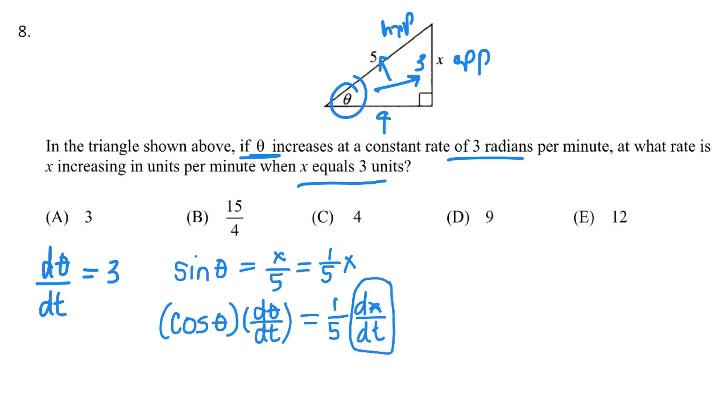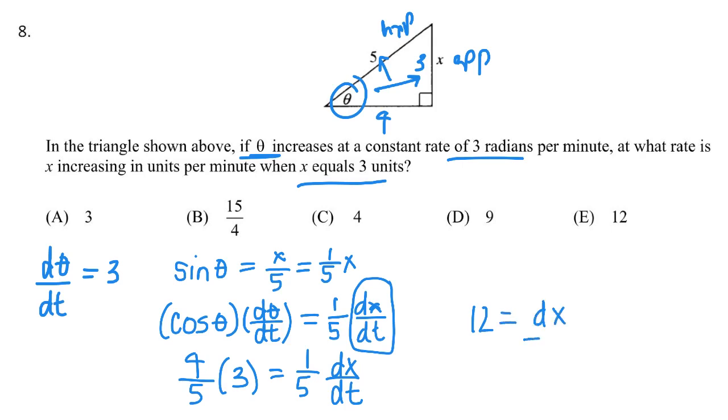So we can find cosine of that angle, and that's where that 3, 4, 5 is going to come in useful, because cosine of theta is going to be 4/5. So I have 4/5 times the rate of change of theta with respect to time, which I was given was 3, equals 1/5 times the rate of change of x with respect to time. And so if I multiply both sides by 5 and finish working this out, we're going to get 12 equals dx/dt. So my right answer should be E.